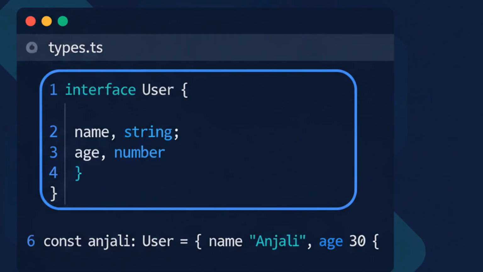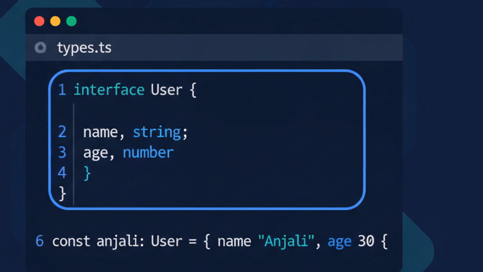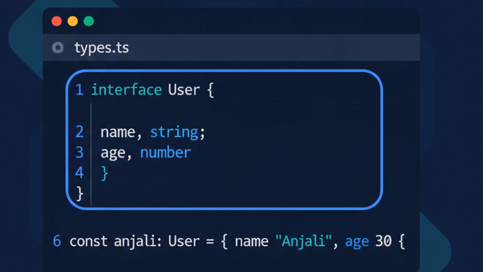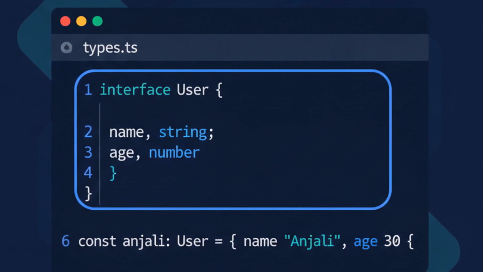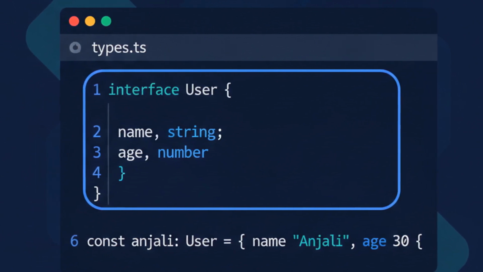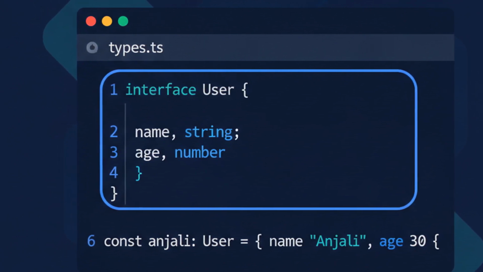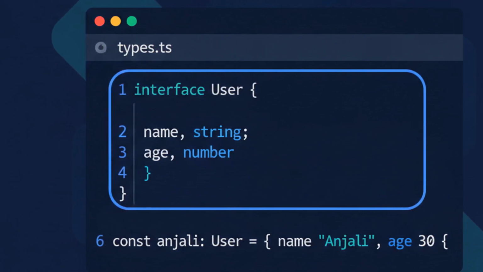Meet the interface. Use the interface keyword. Give it a name. Convention says start with a capital letter. Then list the properties inside braces. Notice there's no equals sign. Now user is a reusable type. Anywhere you need that shape, you just write user. Define once, use everywhere. If the shape changes, you edit one place and the whole codebase updates.